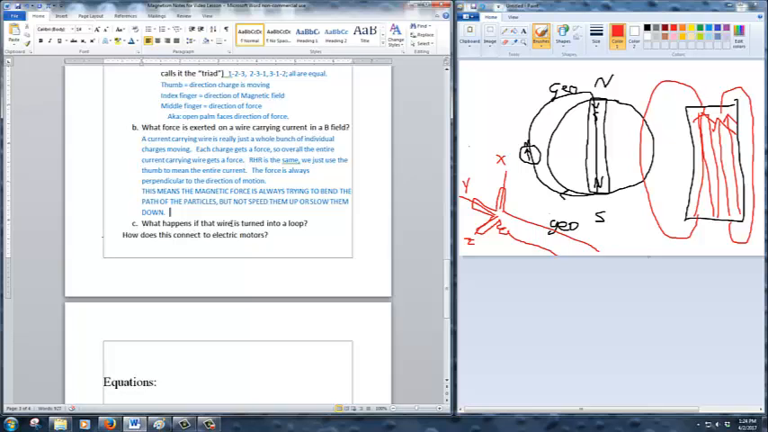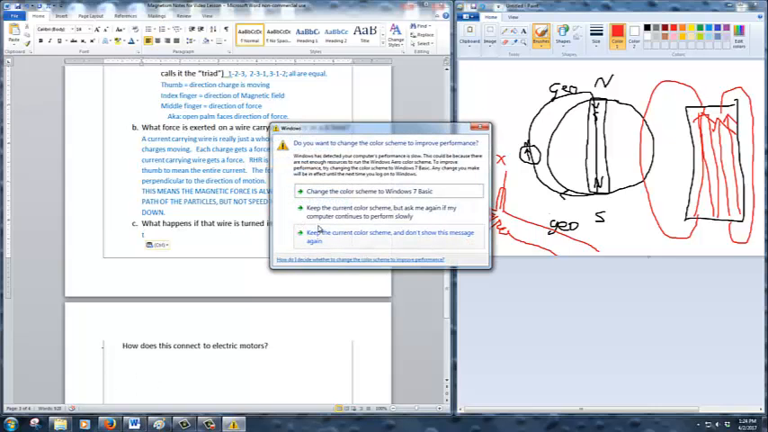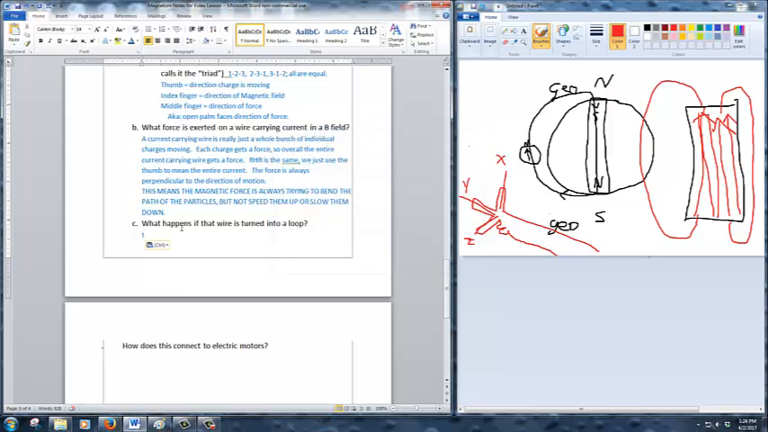So what happens if that wire is turned into a loop? This is complicated to explain, but pretty darn cool. And what happens is each side of the loop experiences its own force.